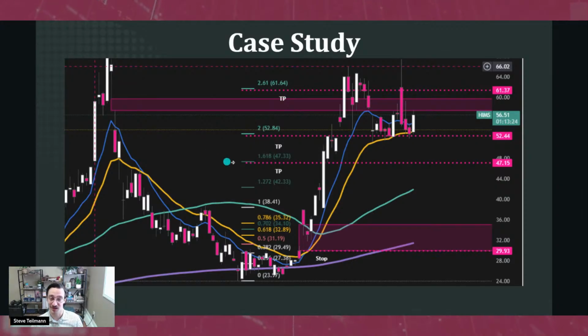Crazy expansion, easy profit take in what? 1, 2, 3, 4 days for, I didn't mark it, but what is that? 35 to 47 for the first trim. I mean, that's cash money right there, right?